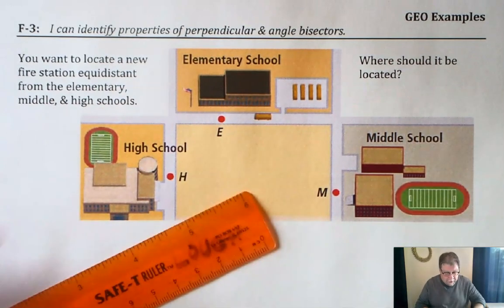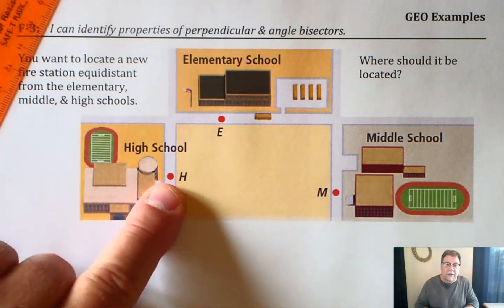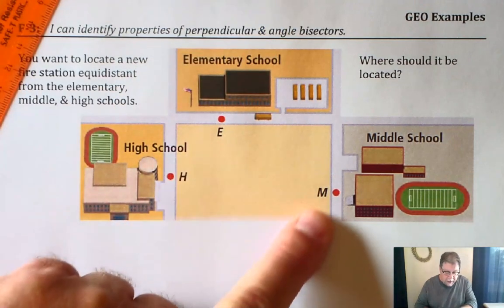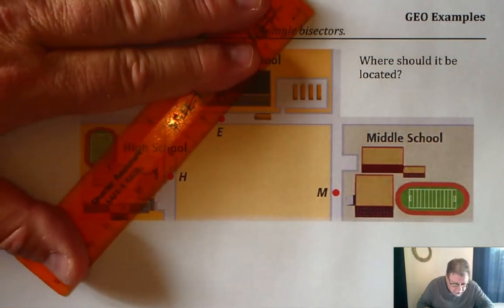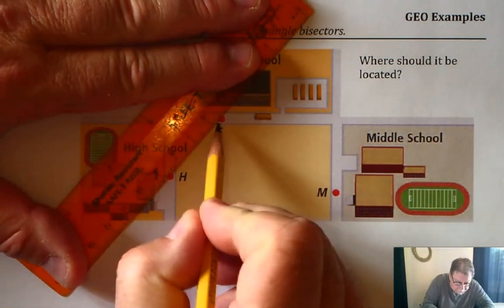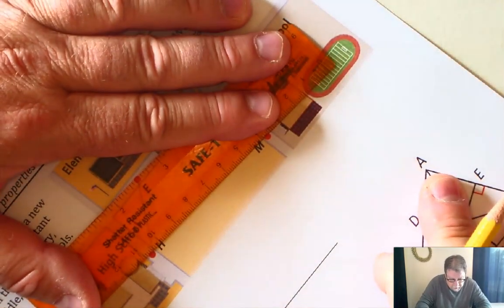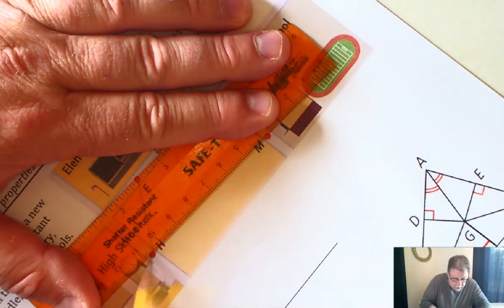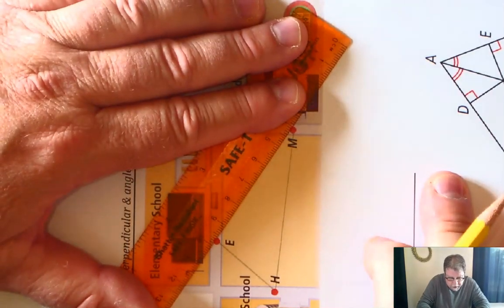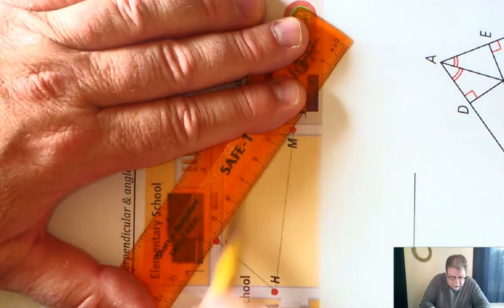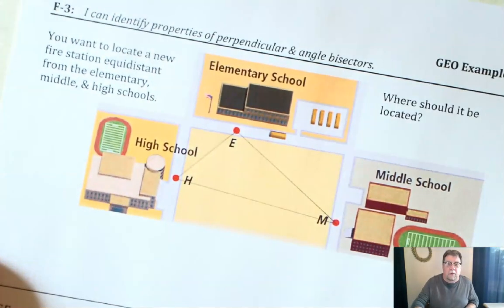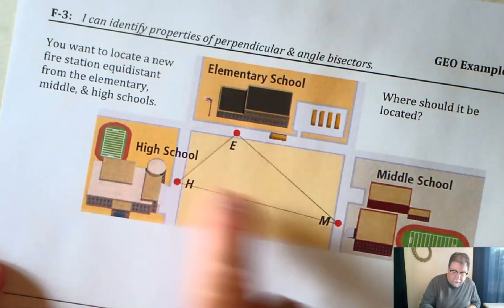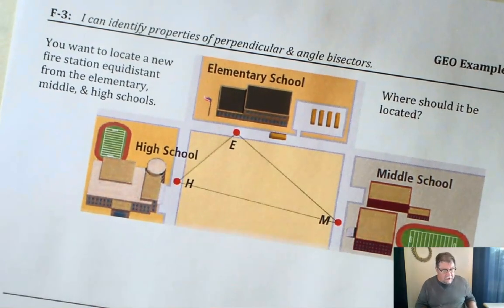So first thing I would do is connect these dots. There's your high school, H, elementary, E, and middle school, M. I would create a triangle here. So let's just go ahead and draw that right through. Doesn't have to be very large. There we go. And then I'm going to construct the perpendicular bisectors, because the perpendicular bisectors are the ones that are equidistant from the vertices of the triangle.